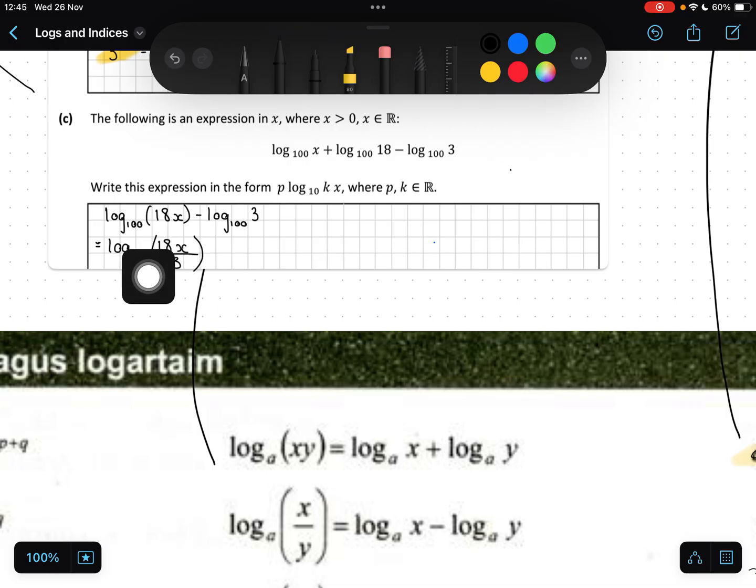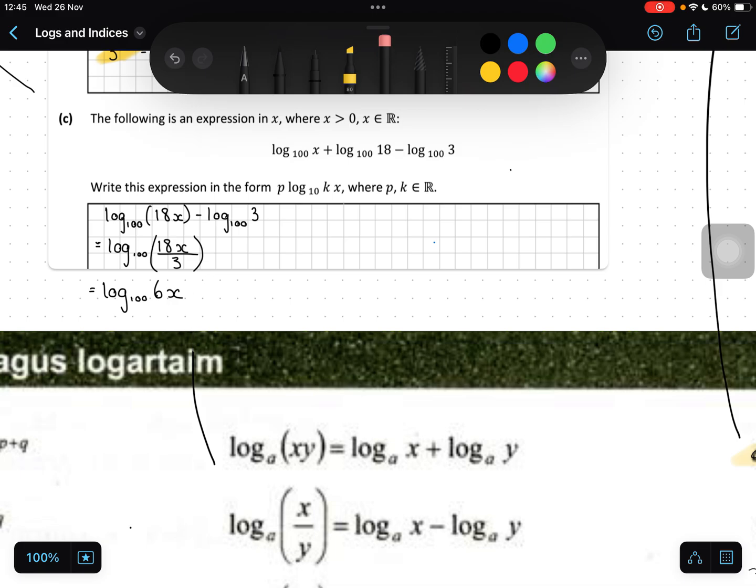Okay, now I'm really close to my answer because I have it all merged in. Let's keep going. Can I simplify that? Yes. I know 18x over 3 is just 6x. So I have log with a base 100 of 6x.